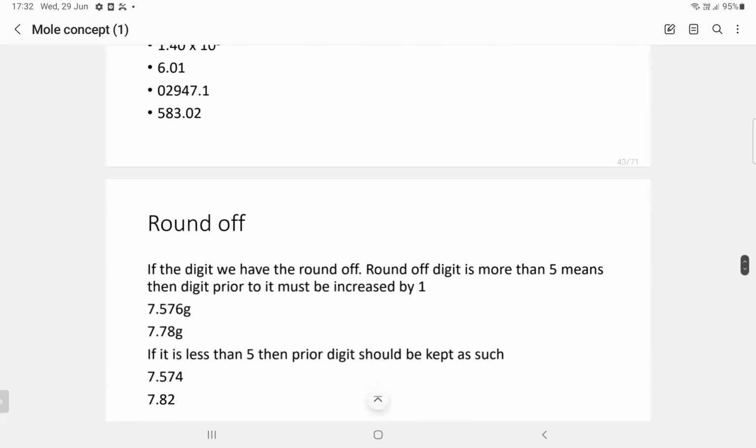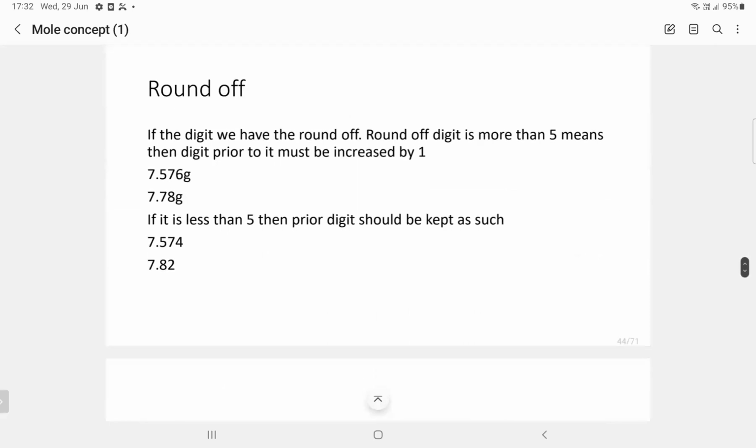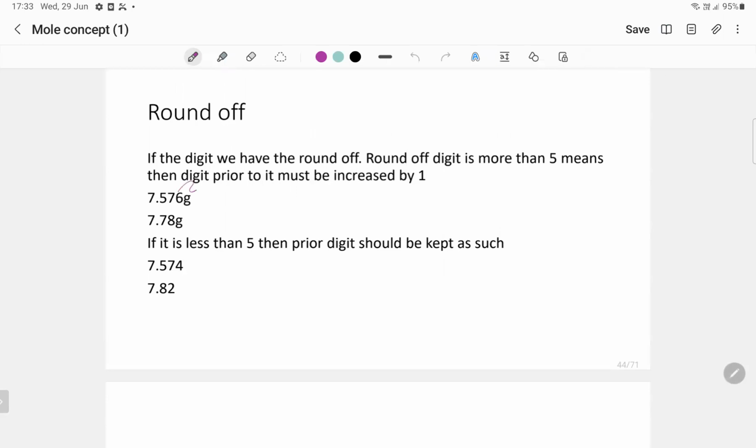So now we can move to the next one, that is round off. Actually, this is a very simple one. Round off in the sense, see here, if you are just having the last number, take this number. If this number is more than 5, you increase the previous digit by 1. Correct? So here there is 6, so you will increase this number as 7.58. Right? That is round off. Simple. 7.78 in the sense you will convert it as 7.8. That's it. And if it is less than 5, you won't touch it.